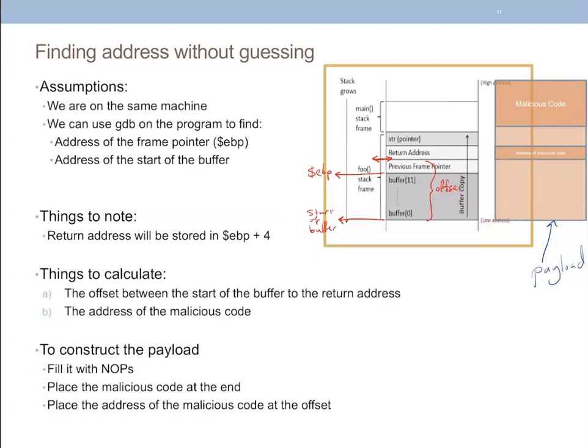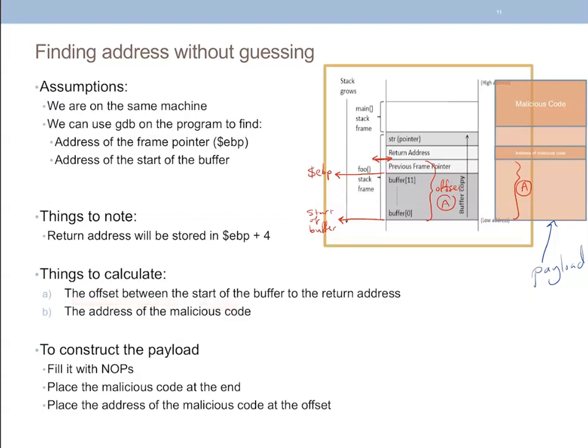Does that make sense? So I'm going to call this, I don't know, A, right? I called it A. And so the offset is going to be used to determine the location that we're going to start entering the address of the malicious code. Okay, so that's one thing we're going to have to calculate.